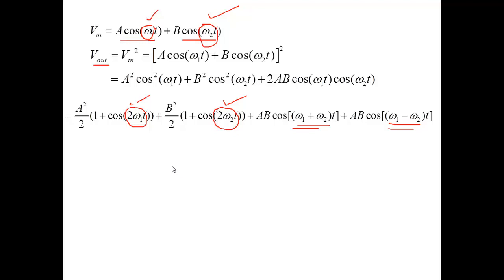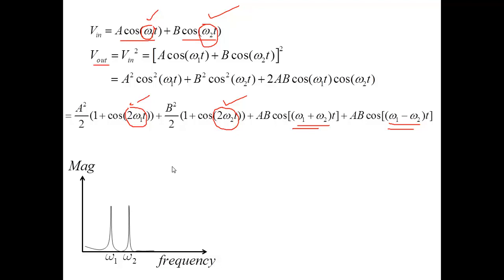So a mixer requires a nonlinear element. So if I am talking about a linear circuit, which is not a mixer, the output frequency spectrum will look like this, wherein I will get one peak representing omega 1 and a peak at omega 2 representing omega 2.